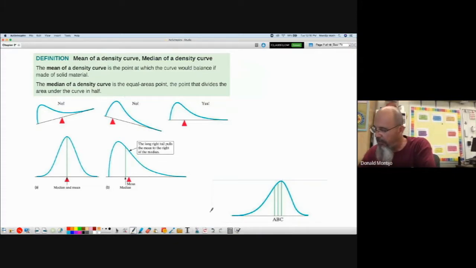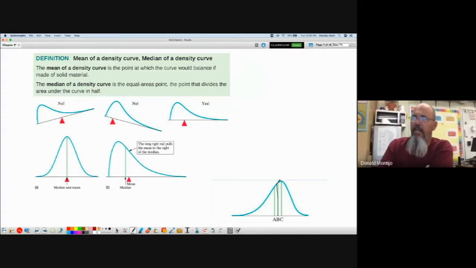Maybe the median is B. If that's the median, does it look like the same amount of area to the left and to the right? It does. So let's say that the median of this, or the equal area point, is at B. Then based off of the skewness of the curve, you should be able to tell me where the mean is. Remember, the mean is always on the skewed side of the median. So if B is the median and this is left skewed, then the mean must be A.